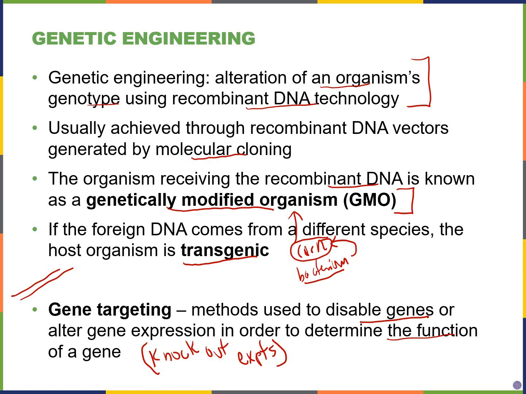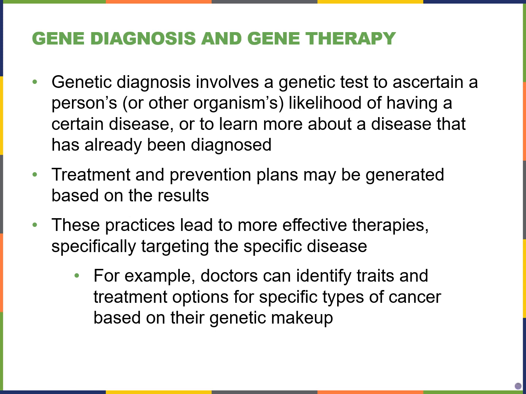So when we target genes, or go through gene targeting, we're disabling the genes to see what happens in the cell, and that kind of gives us a hint as to what the normal function of that gene or protein was. Closely related to these techniques is something known as genetic diagnosis.